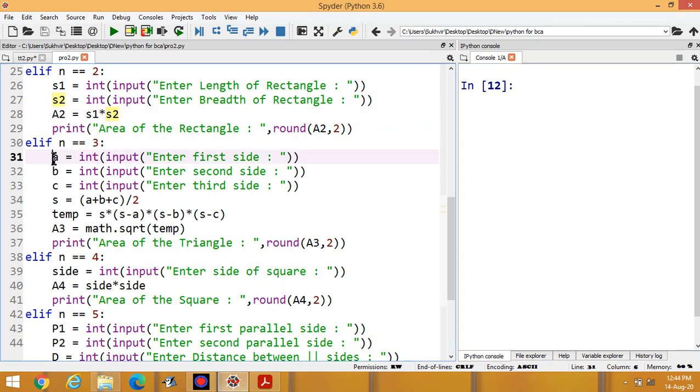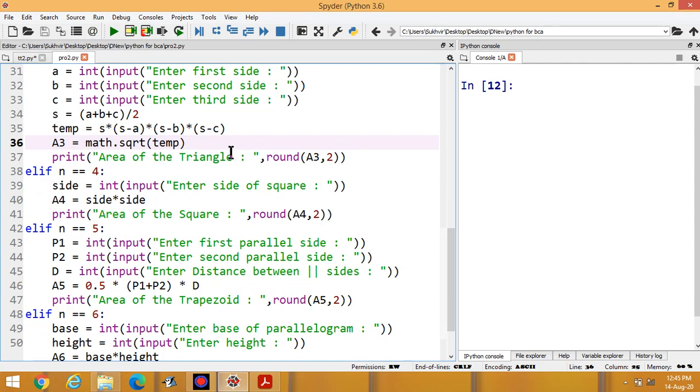Similarly, the third part. In the third part, area of triangle is required. For area of triangle, 3 sides are required. Enter the 3 sides. First is A, second is B, third is C. Then the calculation of semi-perimeter. Then suppose I take one temporary variable and calculate the value inside the square root, basically s into s minus a into s minus b into s minus c. Then calculate the square root of this value with the help of math.sqrt. Then printing the area of the triangle.